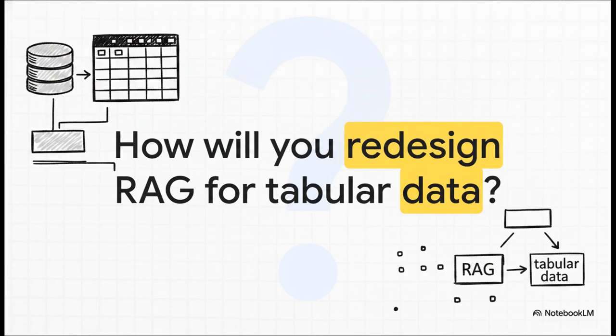The book notes that augmenting a model with tabular data behaves by entirely different rules than the standard RAG we've discussed today. So I'll leave you with this provocative thought. If standard RAG can't easily read a spreadsheet, how will you redesign your pipeline to unlock all that structured knowledge?